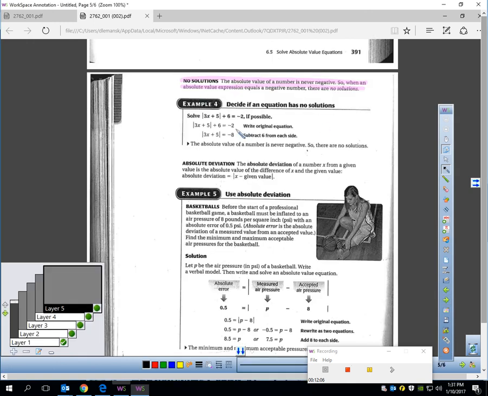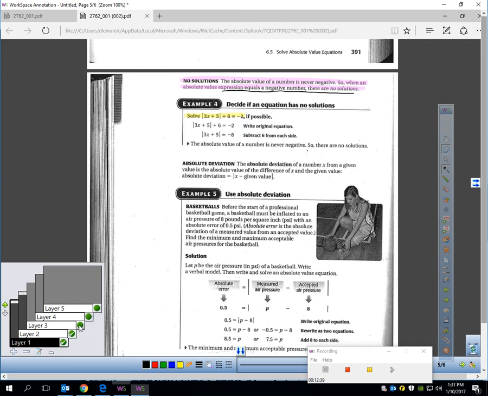Now, it's important, and this is why at the beginning of the video I tried to make it clear. Absolute value means distance, and distance is always positive. Absolute values have to equal positive amounts. So the absolute value of a number can never be negative. So when an absolute value expression equals a negative, that means there is no solution. So look at this example here. This would be an example of a problem that's going to work out to no solution.